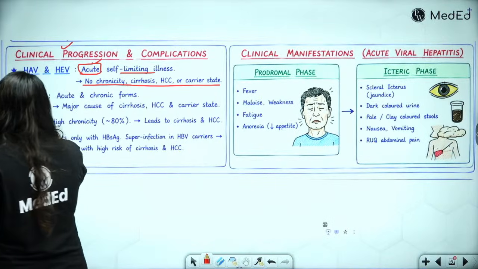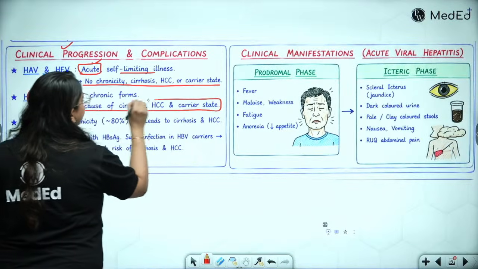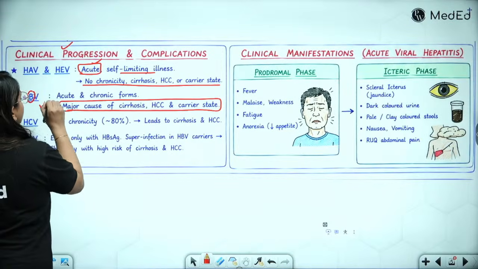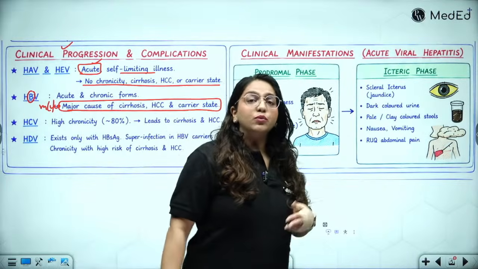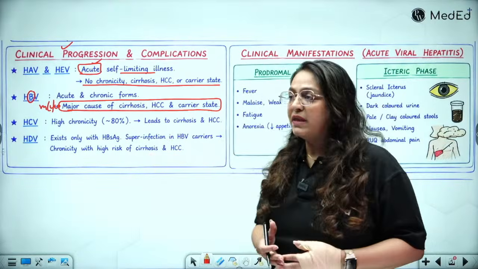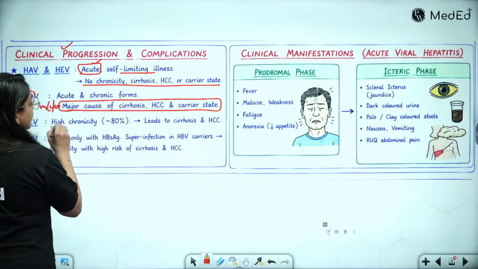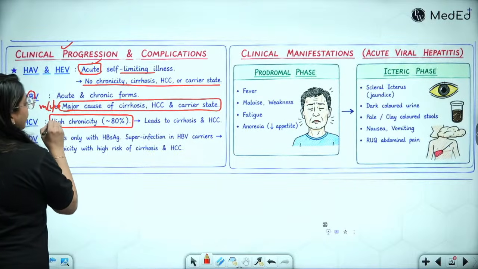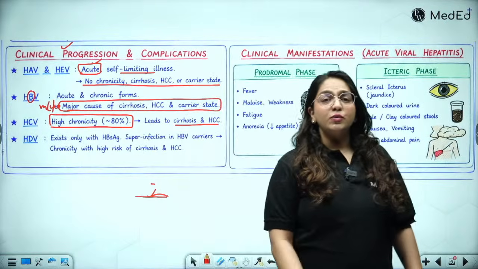Whereas hepatitis B can range from acute to chronic. The major cause of cirrhosis, HCC, and carrier state. It is in fact the most common cause of HCC, cirrhosis, and carrier state in the world, because maximum people are affected with hepatitis B. Hepatitis C, even though less common, is associated with very high chronicity, up to 80%, and it leads to cirrhosis and hepatocellular carcinoma classically.